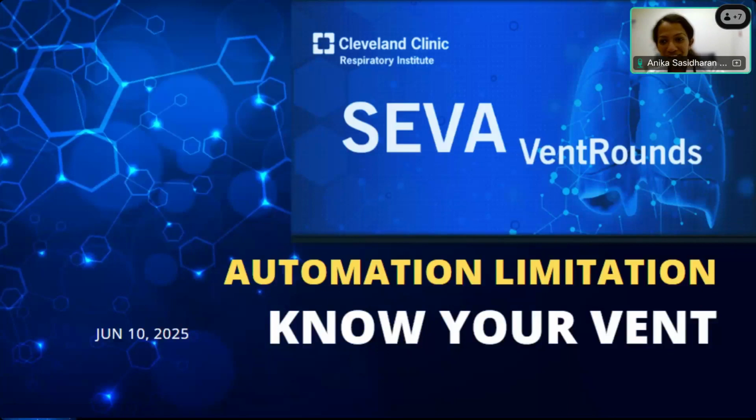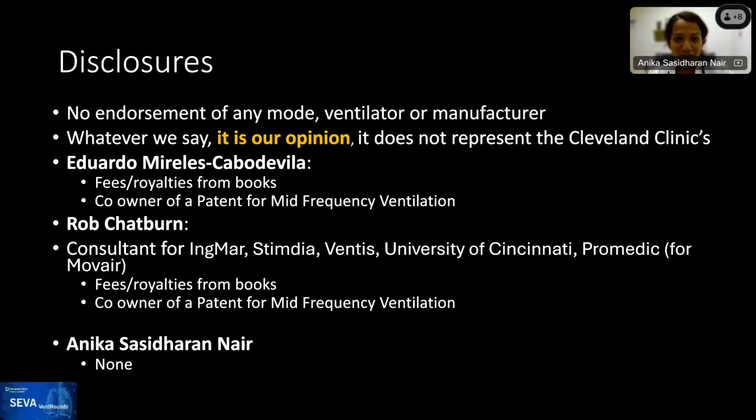All right, we can get started. So we're going to talk about automation limitation today and knowing what the vent is and is not capable of doing.